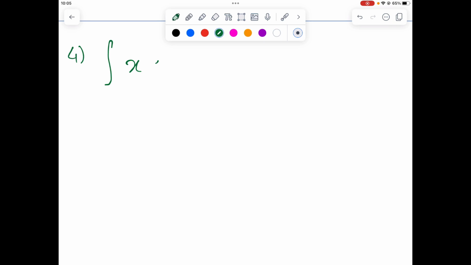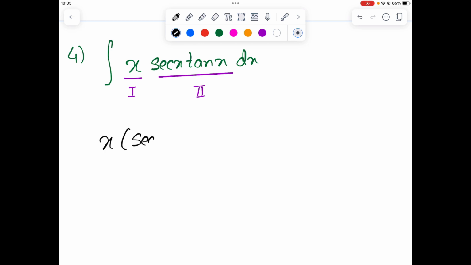Integral of x secant x tan x dx. We know that there are no 3 functions. First function x, secant x tan x is the second function. So what am I going to do? First function, integral of secant x tan x is secant x, minus integral of derivative of first function 1 and carry forward secant x dx.